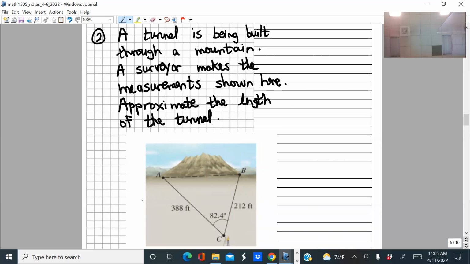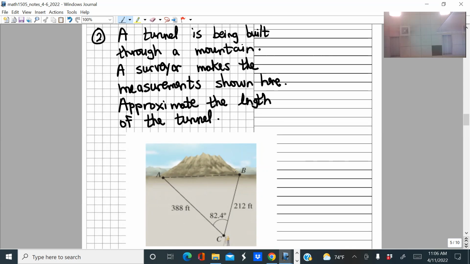So a surveyor goes with surveying instruments and surveys from this particular point, away from the mountain. The distance to the left-hand side of the mountain was 388 feet. The distance to the right-hand side was 212 feet. And then this angle, separating the two sides, was 82.4 degrees. We want to know what's the length of the tunnel.